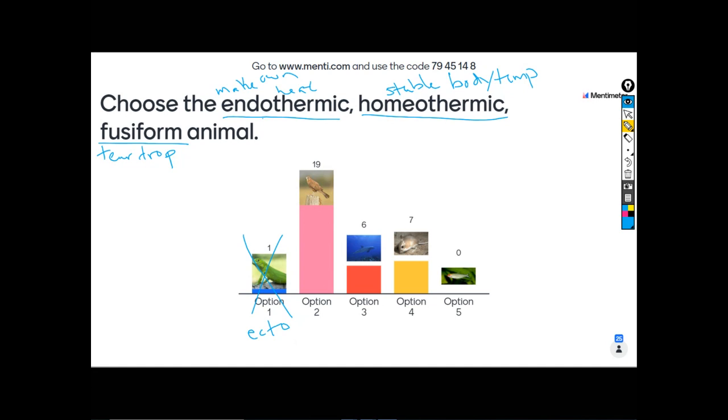Who else might not be endothermic? Number 5. Good. What is number 5? Some kind of fish, right? And fish is also ectothermic. Okay, anybody else here don't belong? Okay, what is this guy? We're talking about number 3, right?